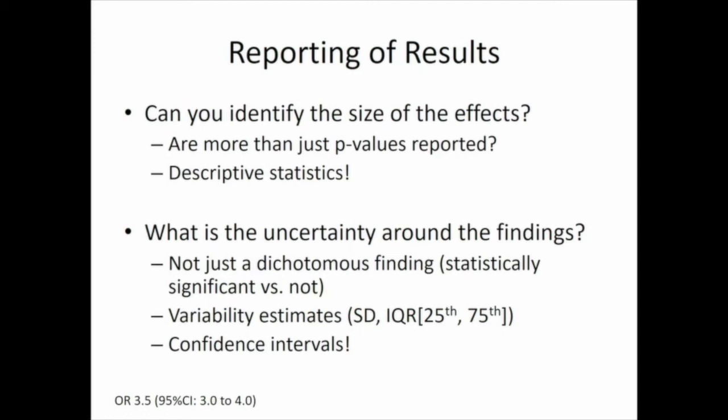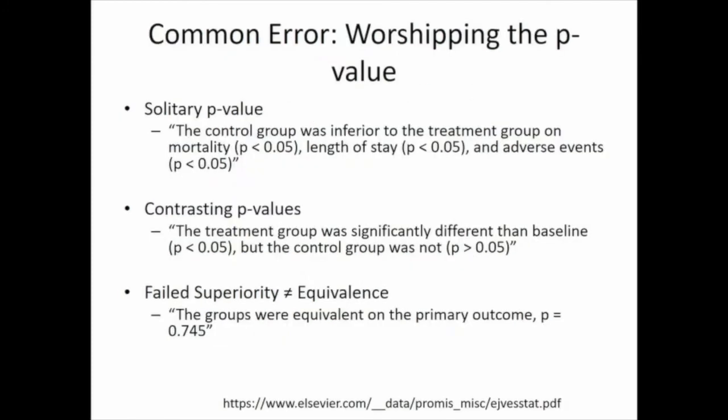As Andrew did a great job of beating up on p-values, we aren't looking just for p-values. P-values are a garnish. What we really want is the descriptive statistics. We want to know the actual data you observed. And what are the uncertainties around the findings? We want to see variability estimates, standard deviations, interquartile ranges, and of course we want confidence intervals for all the reasons that Andrew stated. So here's some common errors I think you could find as a reviewer.